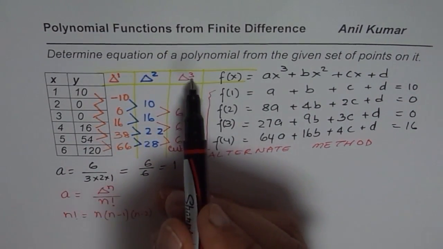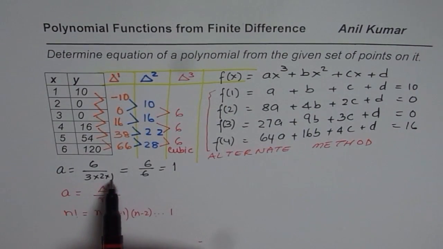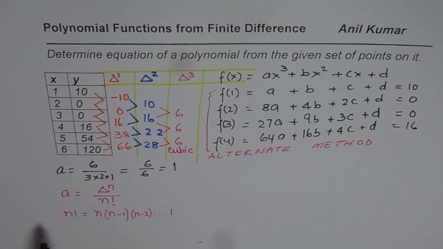So in this case, it was 3. So 3 times 2 times 1 is 3 factorial, right? So that is how I used it. And that is the constant finite difference.